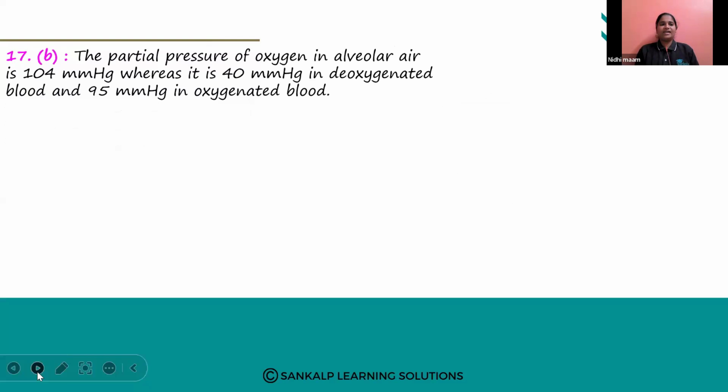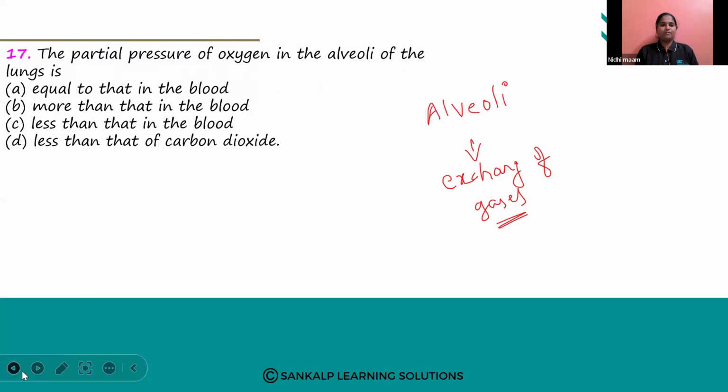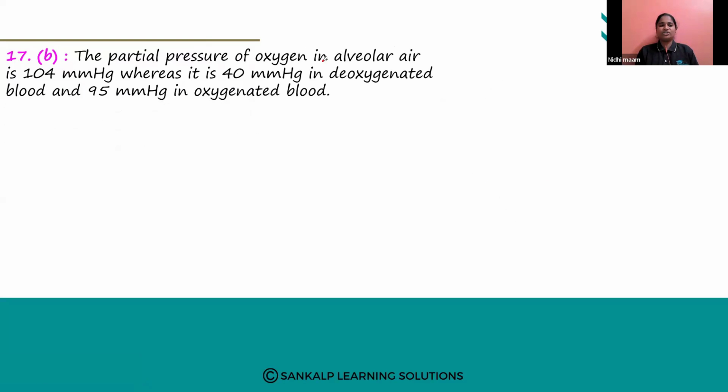Okay. So the right answer is option B, more than that in the blood. So partial pressure of oxygen ಎಷ್ಟಿರುತ್ತೆ alveoli ದಲ್ಲಿ 104 mmHg ಇರುತ್ತೆ. Whereas it is 40 mmHg in deoxygenated blood and 95 mmHg in oxygenated blood. So alveolar air ದಲ್ಲಿ partial pressure of oxygen ಜಾಸ್ತಿ ಇರುತ್ತೆ, 104 mmHg. Fine. So these are the few questions on breathing and exchange of gases.